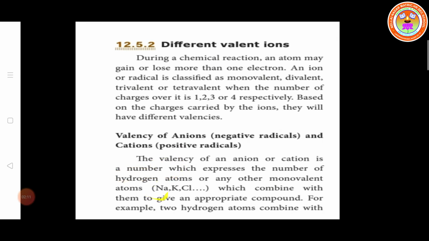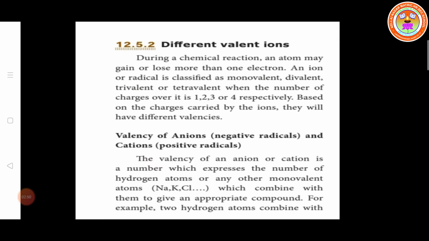Similarly, sodium, potassium and chlorine. Sodium is Na+, so one positive charge. Potassium also exists as K+, so one positive charge. So these are all monovalent cations. Cl exists as Cl-, a monovalent anion, which combines with them to give an appropriate compound. One positive charge and one negative charge combine to form a compound. For example, sodium chloride: Na+ and Cl- combine, one positive charge with one negative charge, to form one equivalent compound.